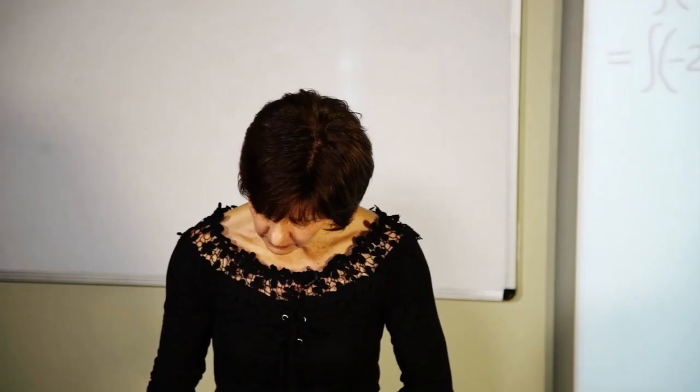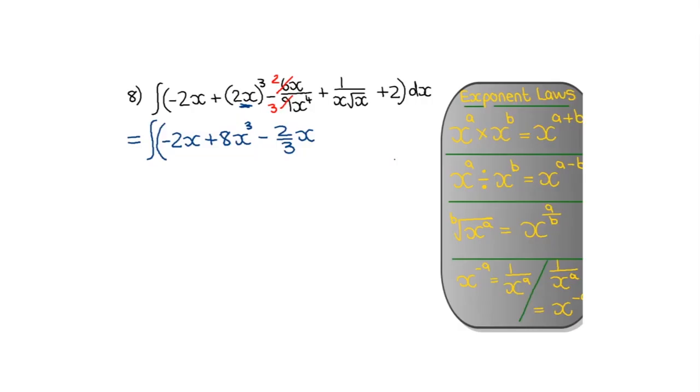And then x to the power what? Well, I'm dividing, so I have to subtract the exponents, and 1 minus 4 is -3. In this one, I have an x that must be multiplied with the x to the power 1/2, and then I still have the 2 dx. I'm not yet ready to integrate.